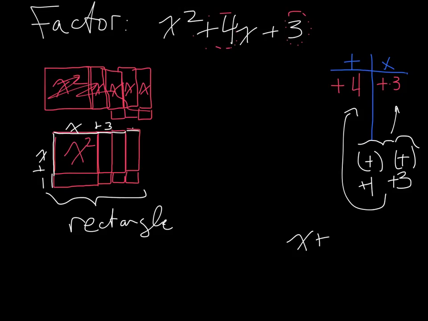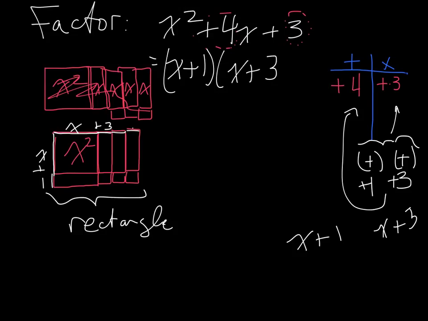x plus 1 is one of my factors, and x plus 3 is my other factor. So I would finish that off by saying (x plus 1)(x plus 3). And there we go, that's factored. You would just stop right there with those two sets of brackets, and that would be done.